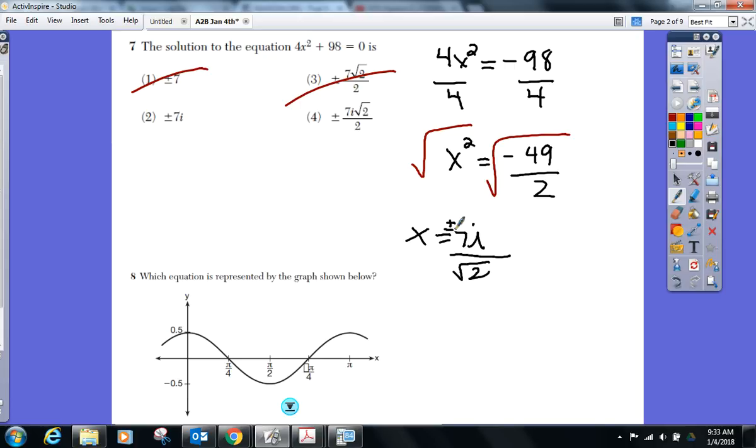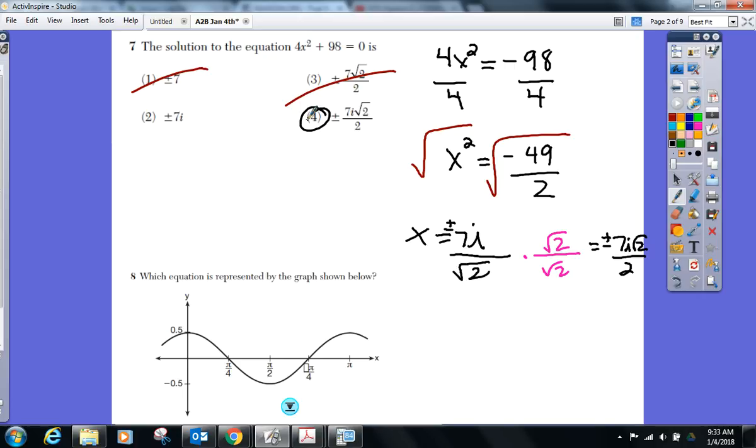How do I get rid of that square root of 2, even though I know what's going to be the answer now? But what's that? Ooh, no. How do I get rid? Multiply top and bottom by radical 2. And that is how we end up getting plus or minus 7i radical 2 over 2. All right, choice 4. And I made Hannah go through all that because I don't know if this will ever be a part 2 or 3 question.